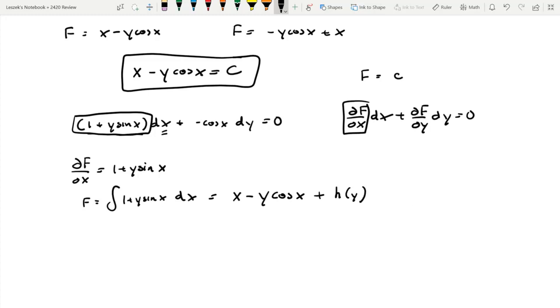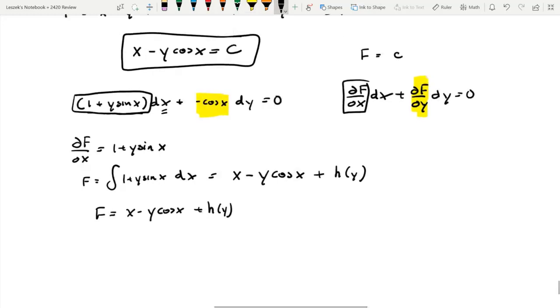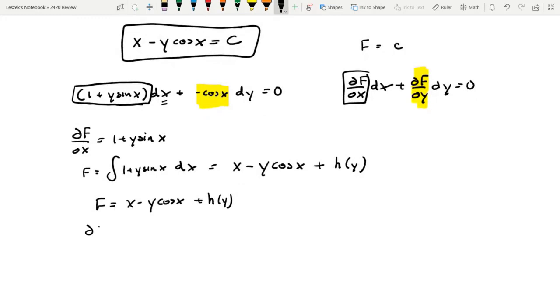Okay. All right, so next people will say, well, I kind of have f, right? I kind of know what f is, not completely, because we don't know what h of y is. But I do know that the derivative of f with respect to y has to equal negative cosine. So they differentiate this in turn with respect to y.